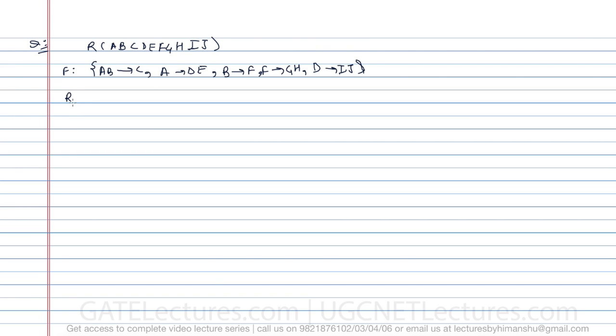Now the first relation they are giving is R1, which is ABC. The second relation is R2, which is ADE. The third relation is R3, which is BF. The fourth relation is R4, which is FGH. The fifth relation is R5, which is DIJ. Right? So there may be more than one way of breaking down these relations.